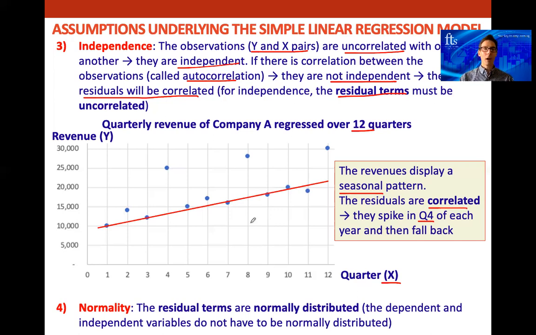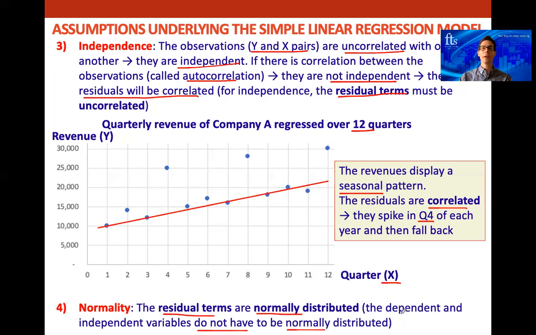Right, and then lastly, the last assumption is that of normality. And what we mean by this is that the residual terms must be normally distributed. Now, we don't have to go into all the detail, thank goodness. We just need to know that the residual terms must be normally distributed. And I just put a note in here that our dependent and independent variables don't have to be normally distributed. Just the residual terms must be.